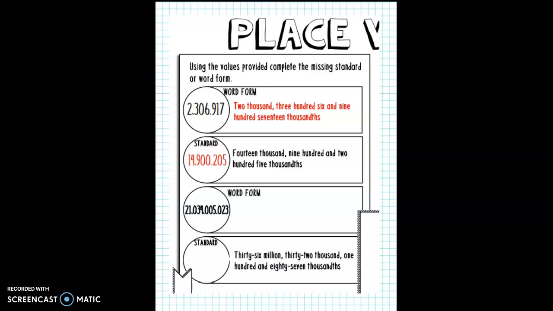Now we have word form for this larger number. If you look at the largest number, you'll see that we have the ones grouping, we have the thousands grouping, but we're also going into the millions. So it is 21 million, comma, 34,000, comma, 5, and 23 thousandths. Remember, the decimal place value is named by the last digit.